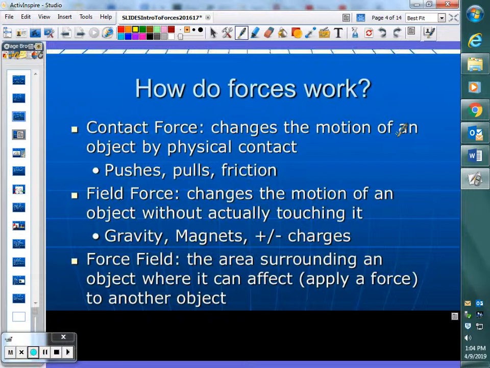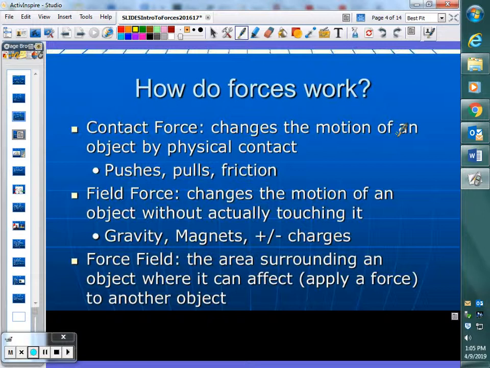The moon, right? The moon is within Earth's gravitational field because the gravity from Earth is responsible for making the moon move in its orbital path around the Earth, right? The sun. The sun has a way bigger gravitational field than the Earth does, right? The entire solar system exists within the sun's gravitational field. It's an area where an object can affect another object without actually touching it.